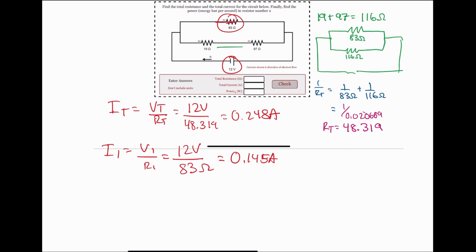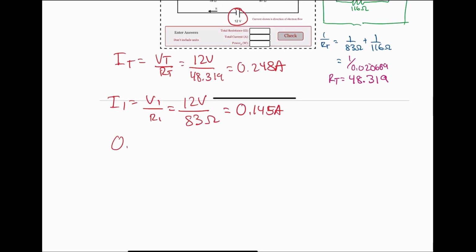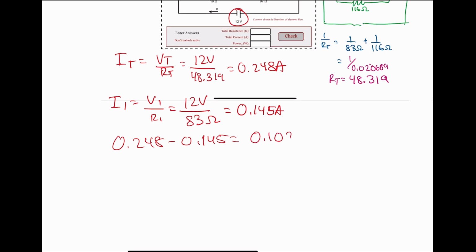And we know our total current. Look, in a parallel circuit, current is added, right? So this plus this will equal our total. We have one part of it, which is 0.145, and then we're missing this. And we know that in a series circuit, current is constant, so the current going through this will be the same as going through this. We just do our total minus our I1, and it will give us 0.103 amps.